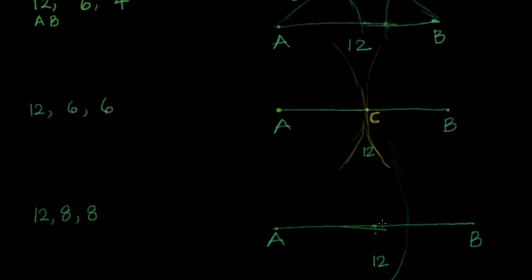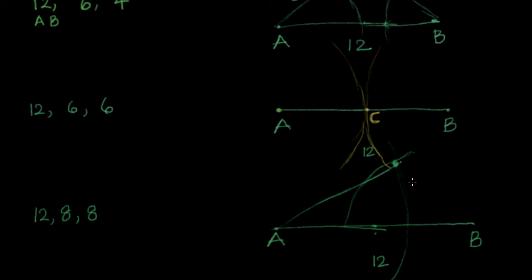Similarly, from B I have to go for 8. That means this is 8, let me say. I will draw another arc, and I see that it's intersecting. That means we are able to form the triangle.